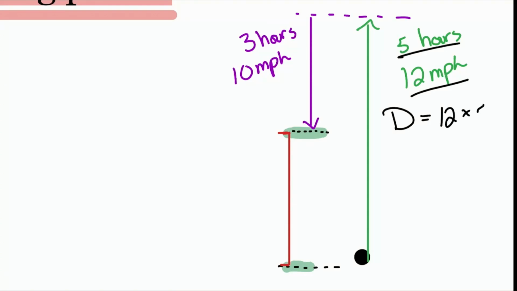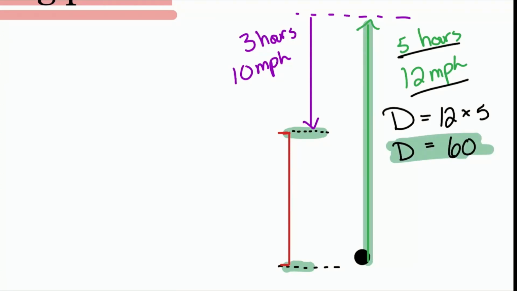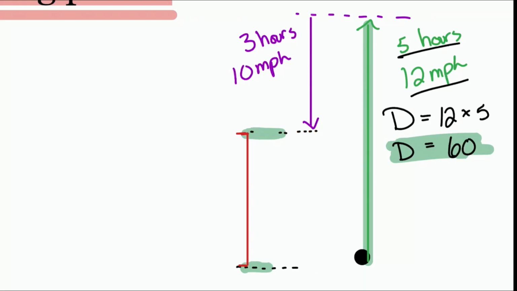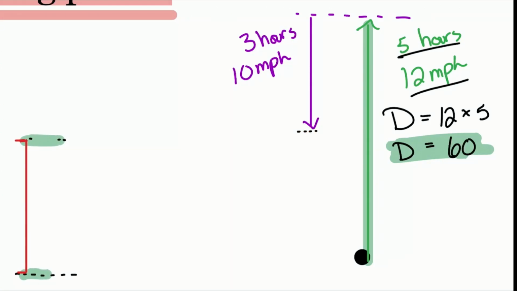12 times 5, that's going to give us what, everybody? That's 60. Absolutely. Our distance here is 60. So let me highlight this. Our distance is 60. Now, let's go ahead and understand the coming backwards part. Let's understand what happens as we travel south, because it says we rode for 3 hours at 10 miles per hour.